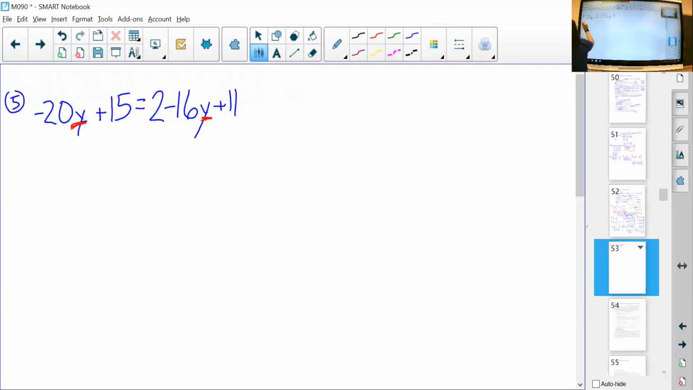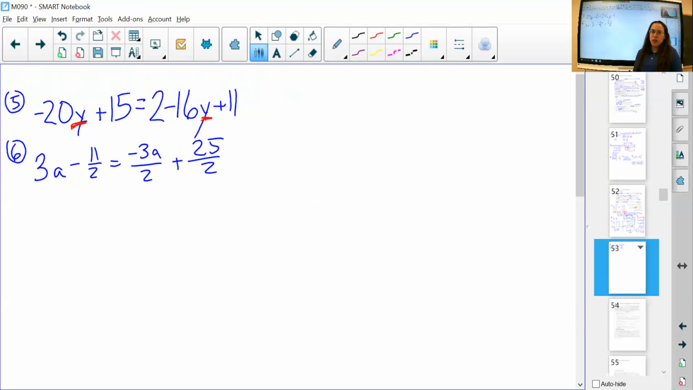Example 6. We have 3a minus 11 halves equals negative 3a over 2 plus 25 over 2. Lots of fractions. So fractions aren't terrible, but I'd rather work with whole numbers when I can, or integers rather. So let's do that. I can do pretty much whatever I want to the left side of the equation as long as I also do it to the right, and vice versa.